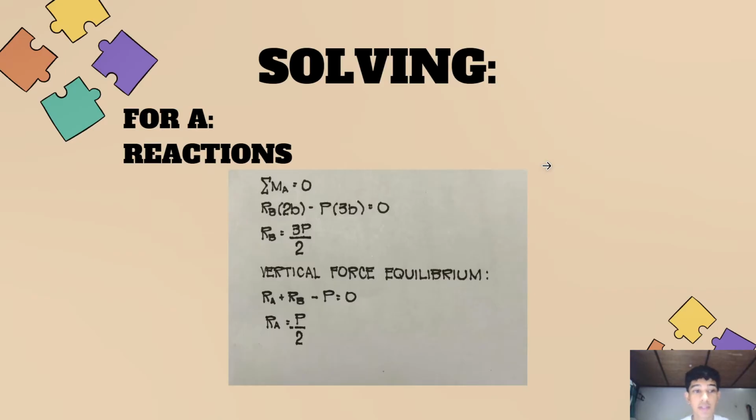So the solution begins by determining the support reactions using the equation of static equilibrium. Taking moments about point A, the reaction at support B is obtained as RB is equal to 3P over 2. Using the vertical force equilibrium equation, the reaction at support A becomes RA is equal to negative P over 2. The negative sign indicates that the reaction at A acts downward.